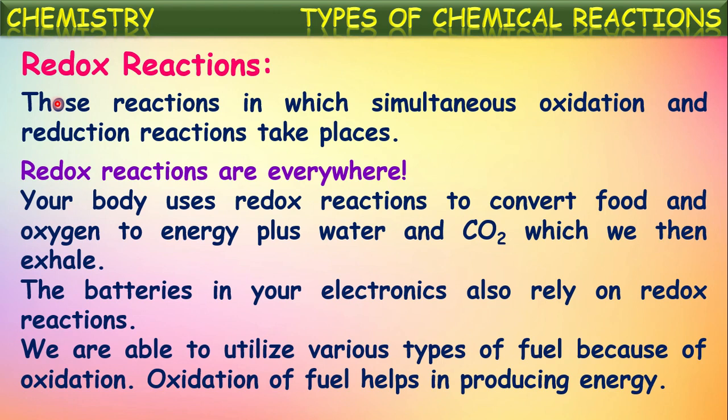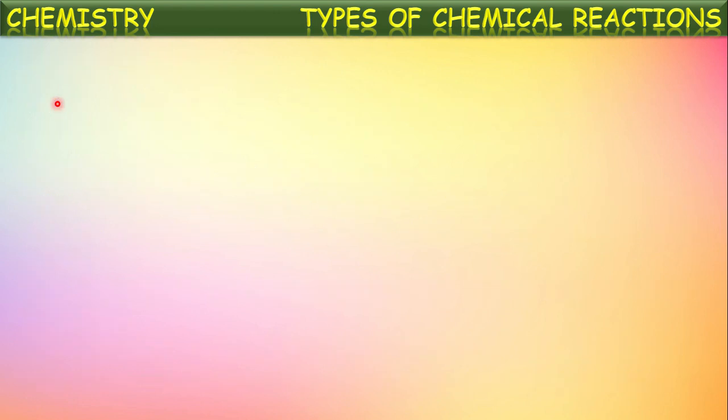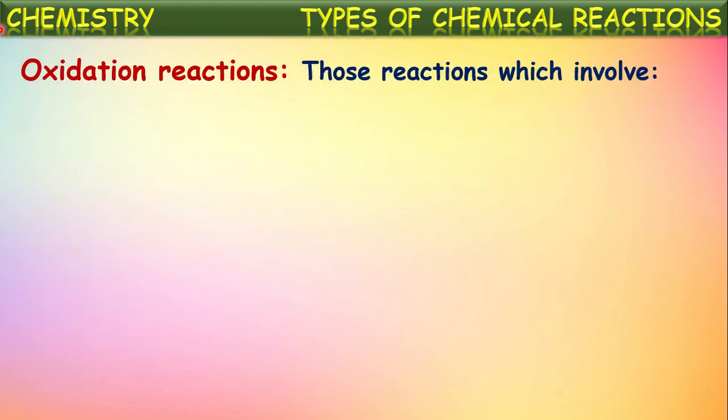Now let us see what these oxidations and reductions are. Let us see in detail. First, let us go through the oxidation reactions. The oxidation reactions are basically of two types. Based upon the type of reaction occurring, these oxidation reactions can be classified into two types.